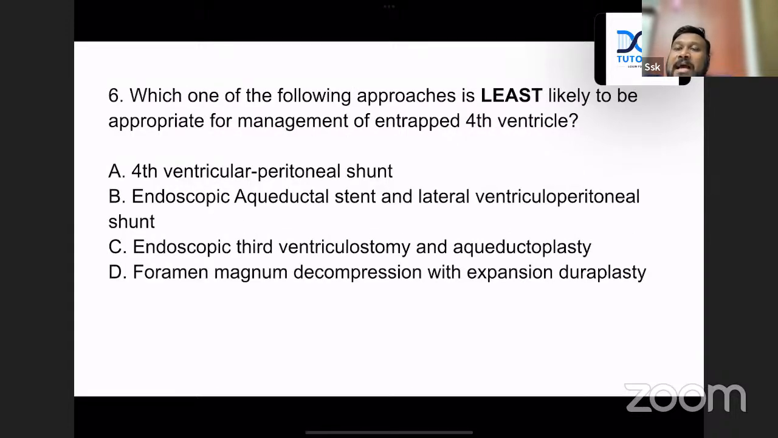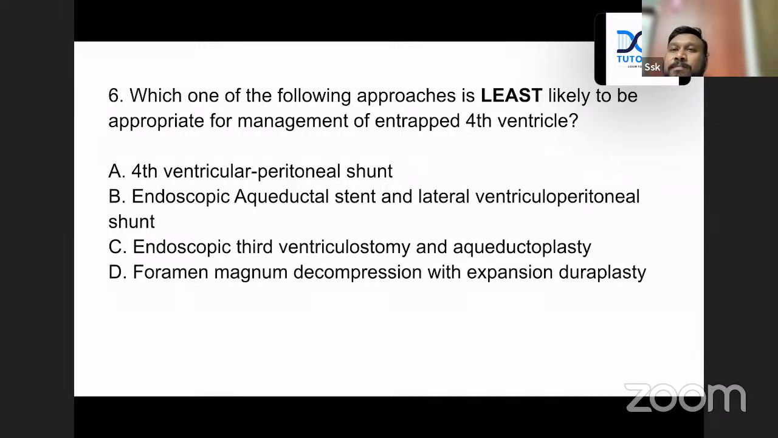Which one of the following approaches is least likely to be appropriate for management of entrapped fourth ventricle? So what is meant by entrapped fourth ventricle? The fourth ventricle gets trapped, meaning it is not communicating with the cerebral aqueduct or with the outlet foramina, that is the foramen of Luschka and Magendie, and it is acting on its own. It is getting dilated. This is quite a common scenario, especially in children who have repeated shunt dysfunctions and have had multiple shunts. In those scenarios, you can encounter this phenomenon of entrapped or trapped fourth ventricle.